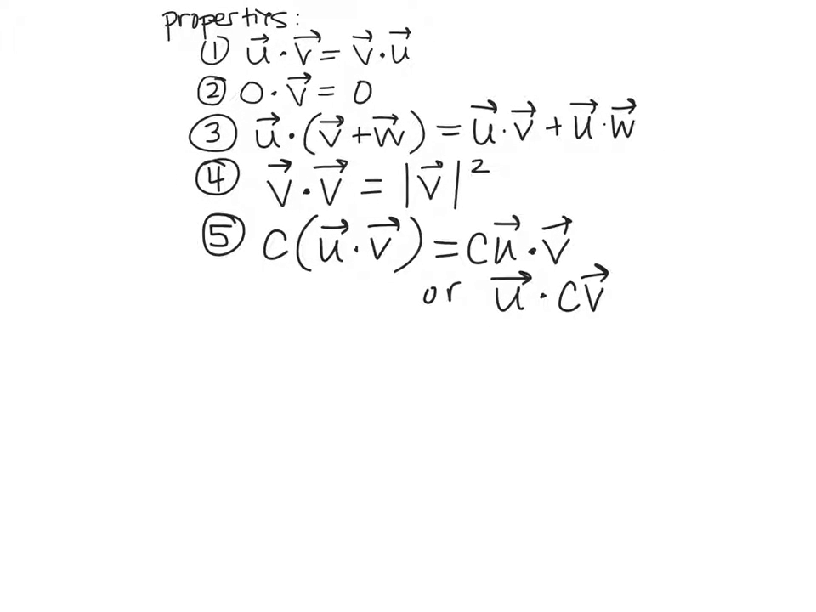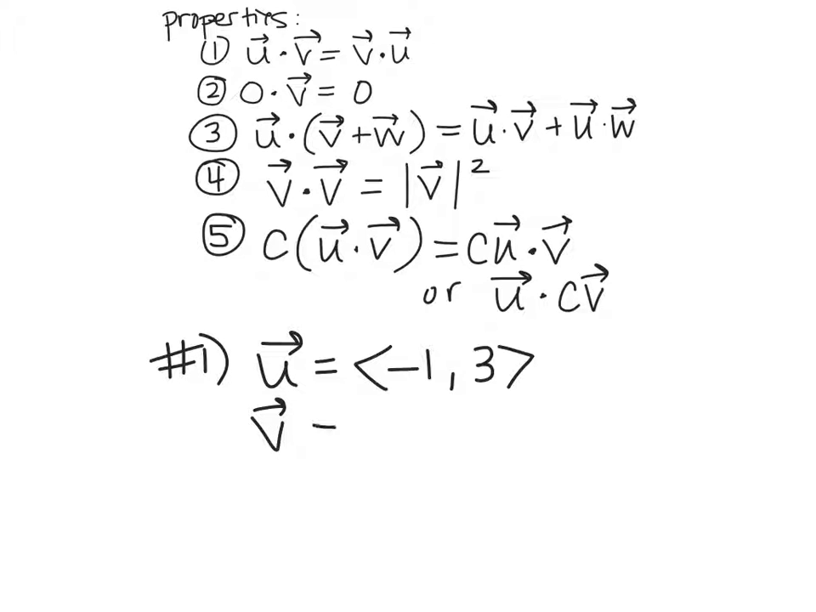Perfect. All right, so let's do some examples. Number 1. All right, let's say here that vector u is equal to -1, 3. Vector v is the vector 1, -2. And w is given to us as 2, -4.